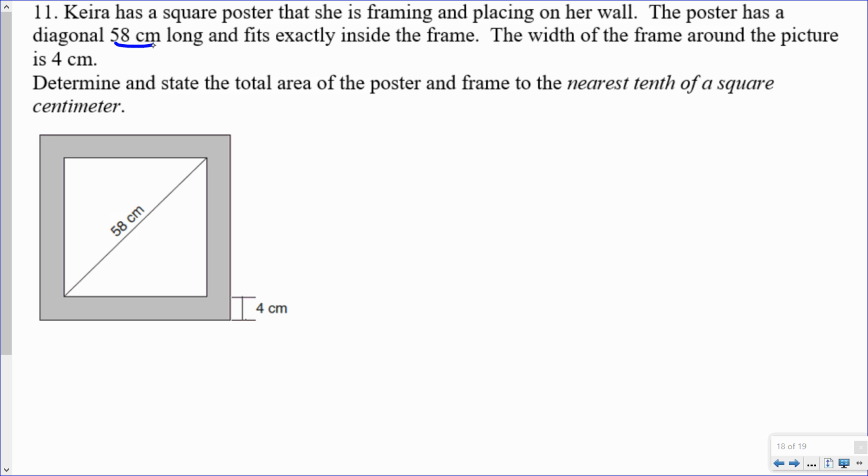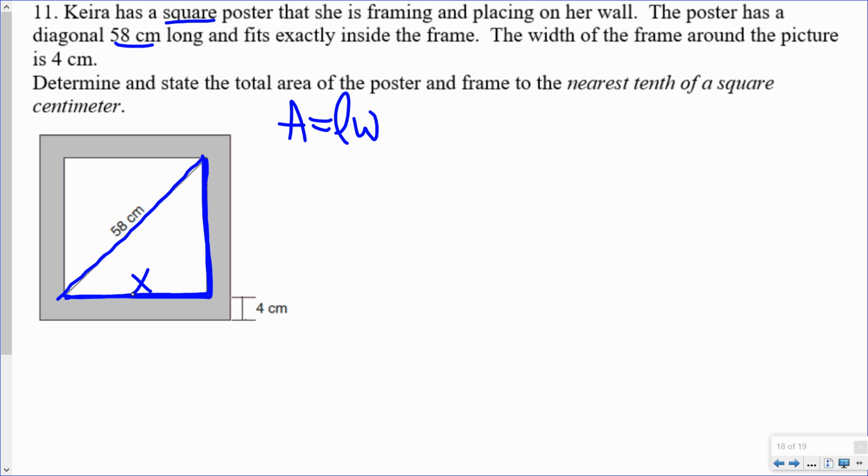Well, the area of a square or a rectangle is length times width. So I need to find the length and I need to find the width. Within this picture, I see a right triangle. If I can find the sides of this right triangle, then I can find the sides of the big square. It says it's a square poster, so everything's a square.